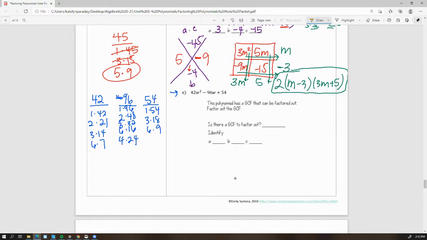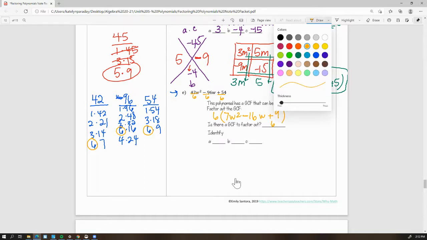Okay. So let's see, what is our biggest number they have in common? Sorry guys, that took a little bit. So I see a 6 and a 6 and a 6. So I'm going to assume that we're dividing all of these by 6. So basically, we're factoring out the GCF. The GCF is 6. And what do we have left over? Well, 42 divided by 6 is 7w squared. 96 divided by 6 was 16, right? 16w. And then 54 divided by 6 was 9. So that's what's left over.